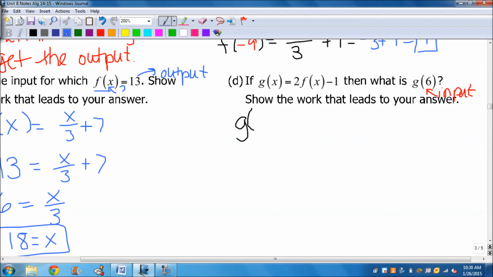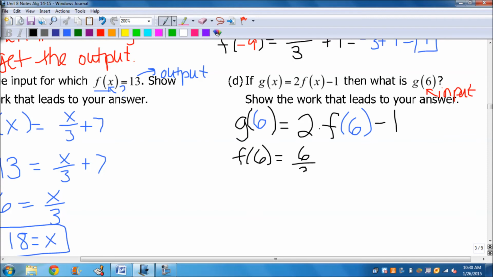So g of 6 is equal to 2 times f of 6 minus 1. So now all I have to do is figure out, well, what is f of 6? So let's figure out what f of 6 is. So we know f of 6 is equal to 6 over 3 plus 7. So this is our first step, which is 2 plus 7, which gives me 9.